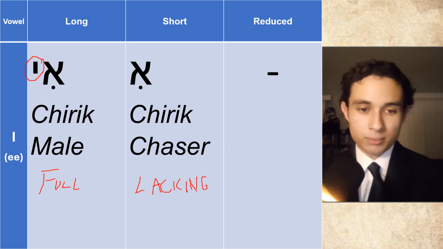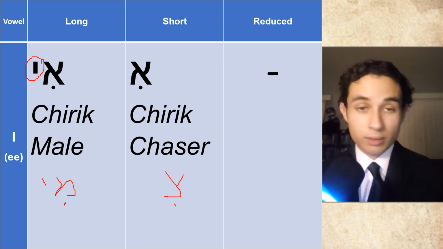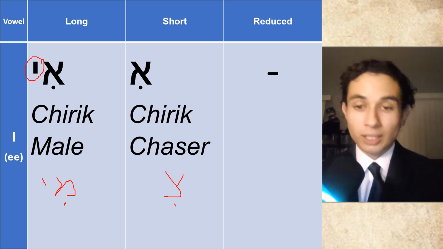For example, if I wanted to put the letter mem with the chirik male, including the yod, that says mi. And if I wanted to do, let's say, the letter tzadi with just a chirik chaser, no yod, same sound, tsi, because that's the tzadi plus the chirik, tsi, E sound.